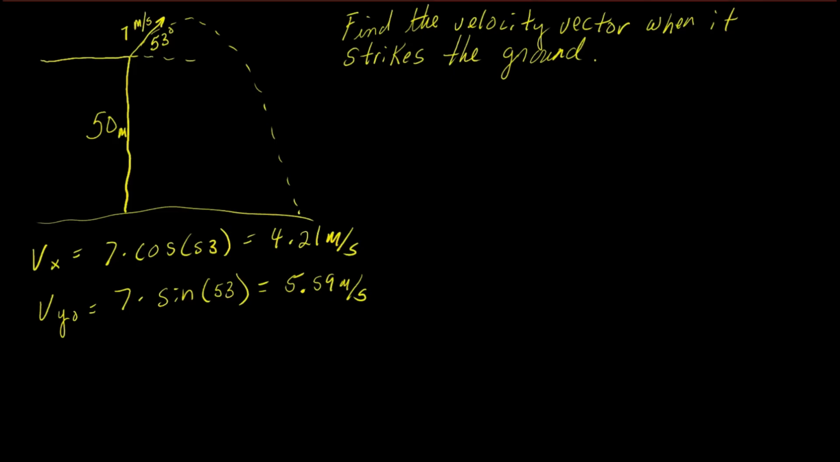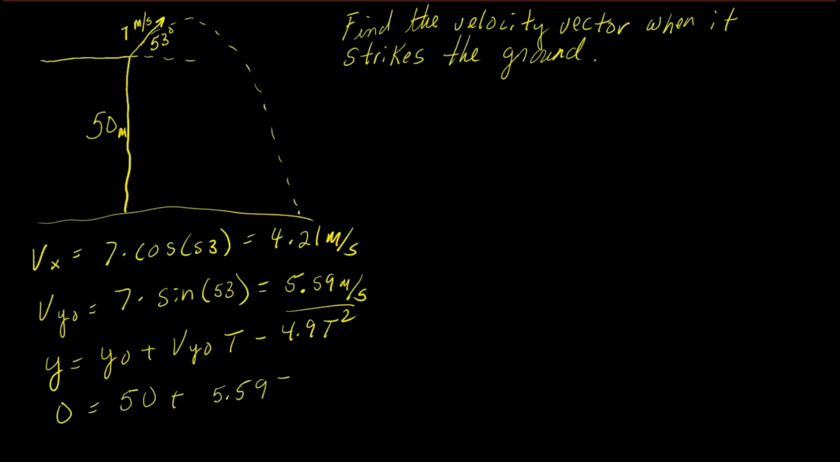We need to find time. So y equals y sub o plus velocity along the y initial times time minus 4.9 t squared. So 0 equals 50 plus 5.59t minus 4.9t squared. So my time is, using the quadratic equation, 3.82 seconds.